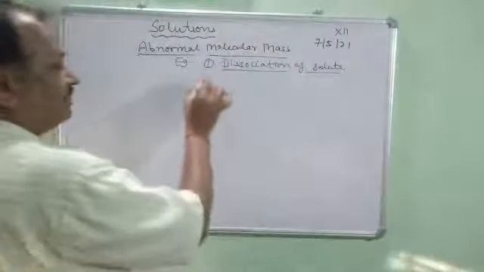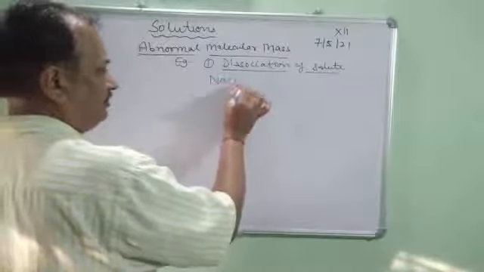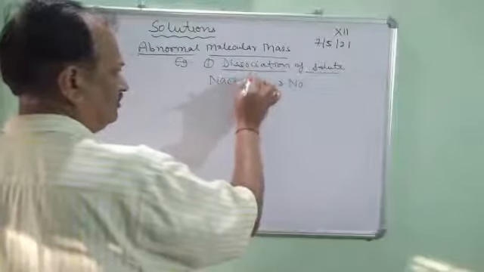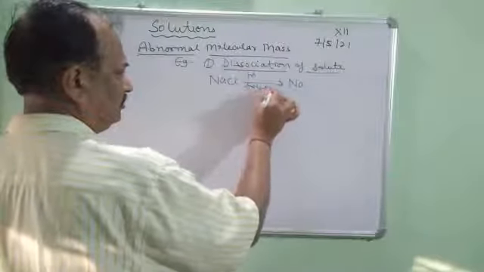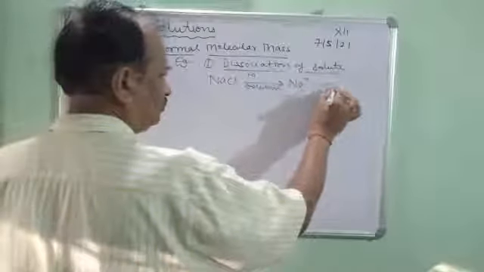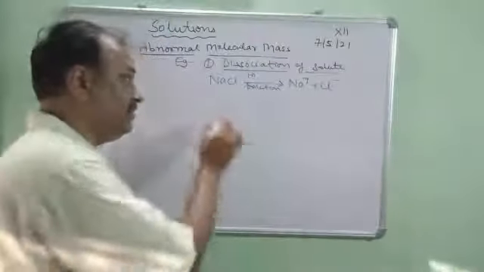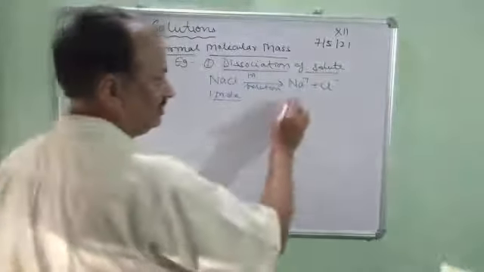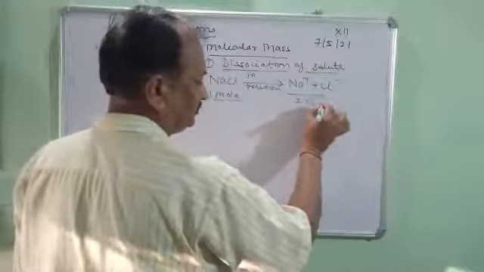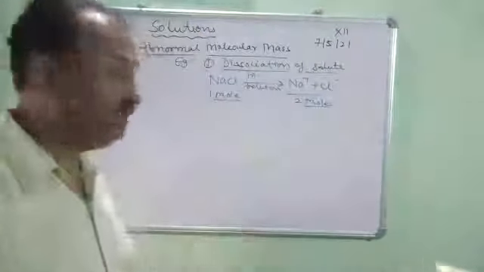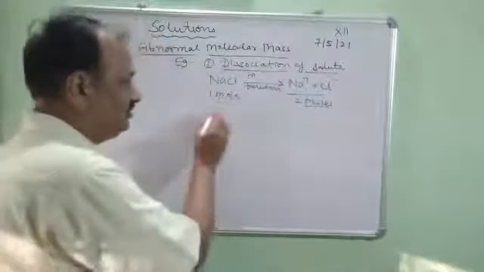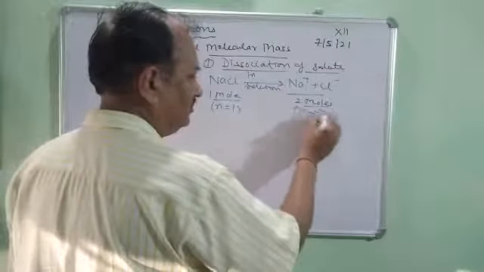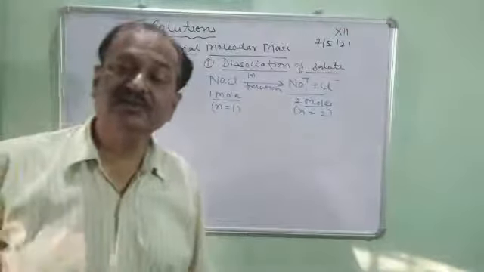Now take the case here. I am taking the simplest example, sodium chloride. Sodium chloride in solution, what happens? It is split into sodium and chloride ions. Here we have 1 mole, and here we have 2 moles. So here n is equal to 1, and here n is equal to 2. So you can imagine how the results are going to be affected.